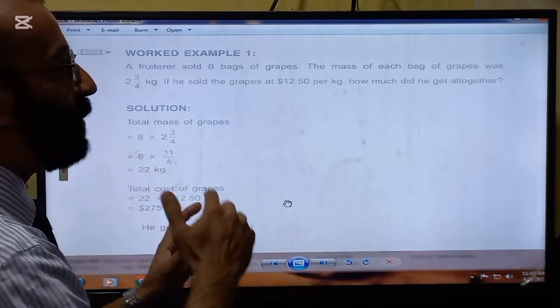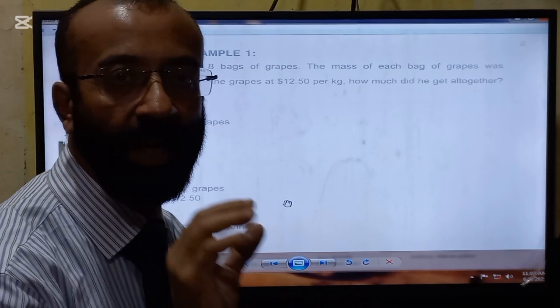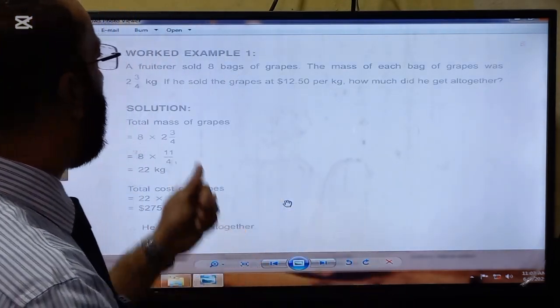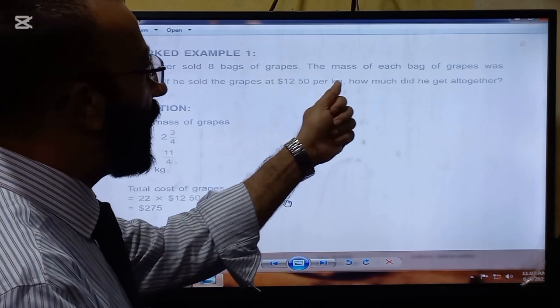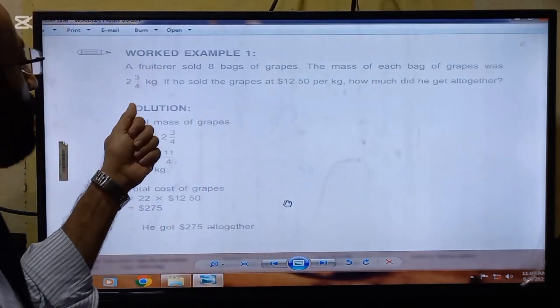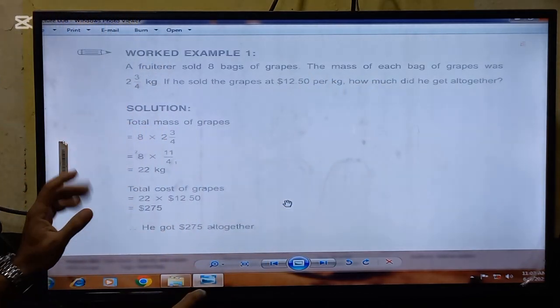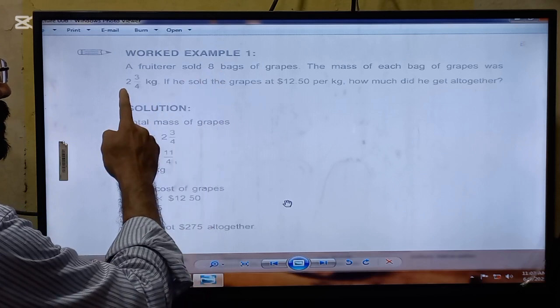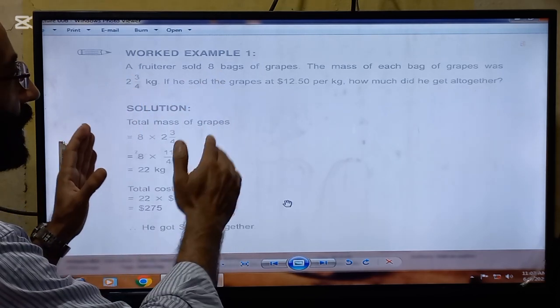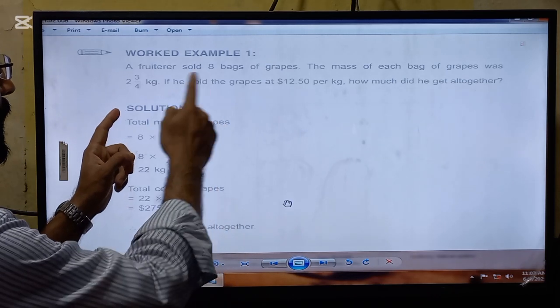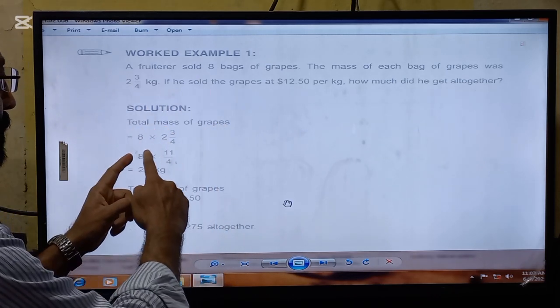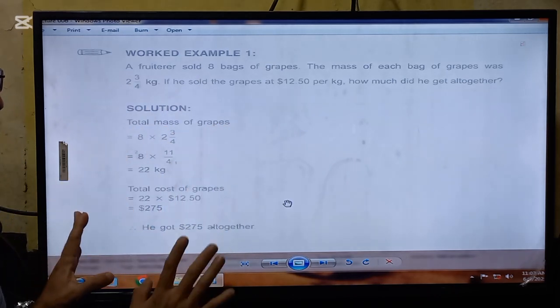So first we will find how many kgs he has sold. So look now, 8 bags are sold and the mass of each bag was 2 whole number 3 by 4. So first we will multiply 8 with 2 whole number 3 by 4 to get the total number of kg that is sold. So 8 into 2 whole number 3 by 4. This is the total mass of the grapes.